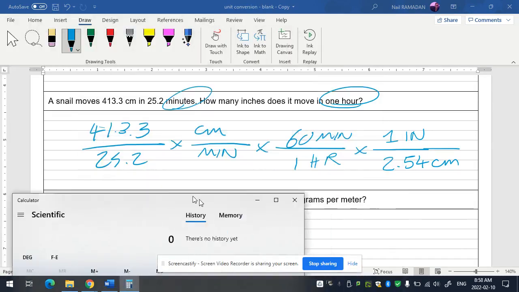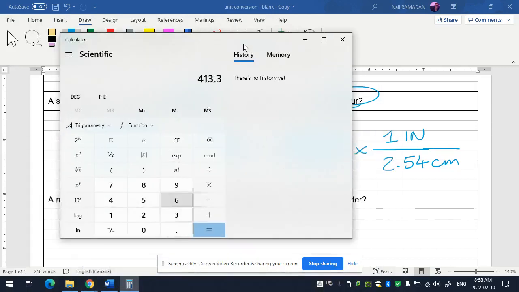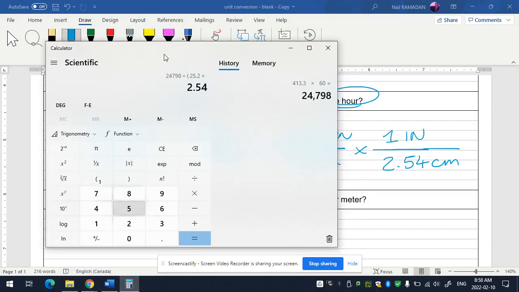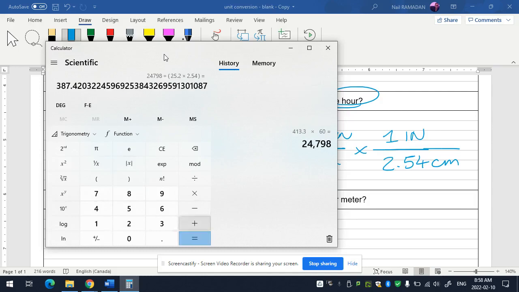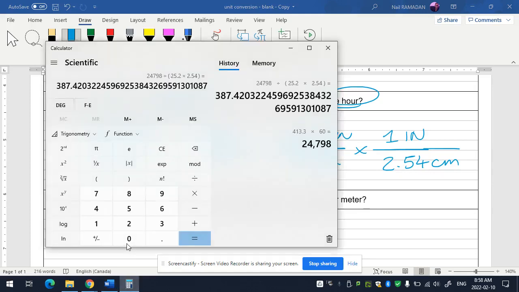Let me do the calculation quick. Okay. What do we have? 4.13 times 60 times 1. So 4.13 times 60 divided by, I'm going to open a bracket, 25.2 times 2.54. How many people got that? 387. All right. How many sig figs do I need? This has 4 sig figs. This has 3 sig figs. So I need to round this to 3 sig figs. So you're going to have to cut it here.